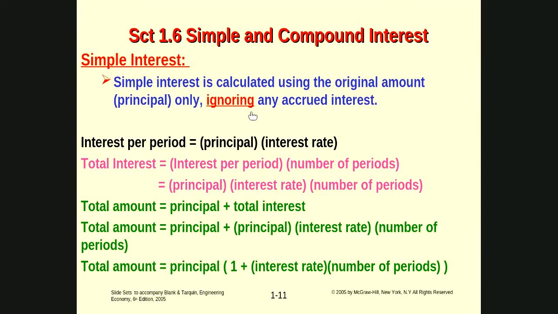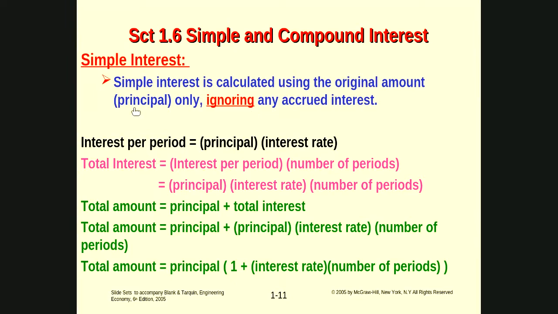The simple interest is applied always on the original amount. So if I have 100, for the next year it will be 5 riyal or $5. The second year also will be 5 riyal. The third year will be 5 riyal, and so on.